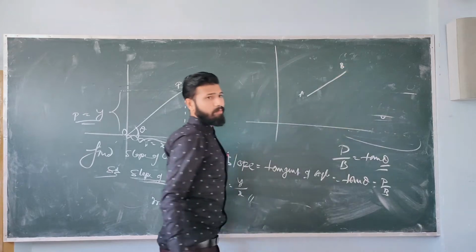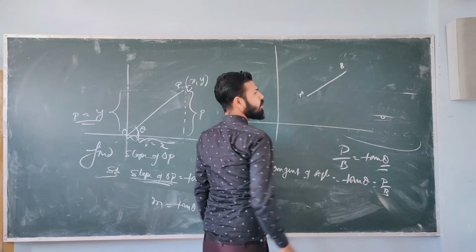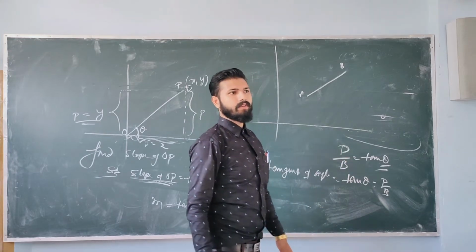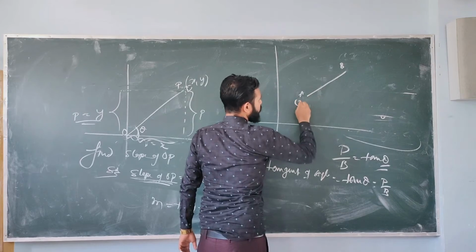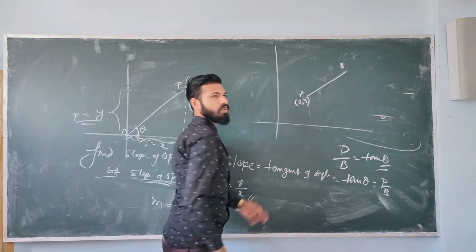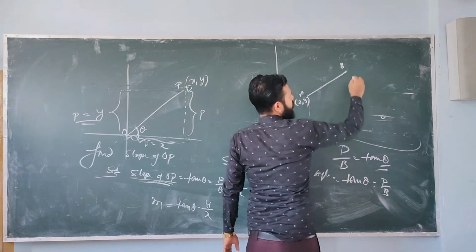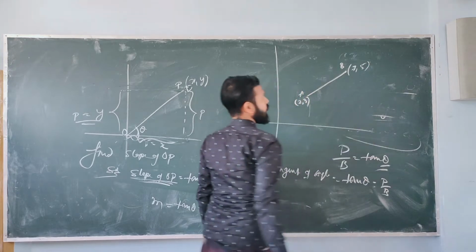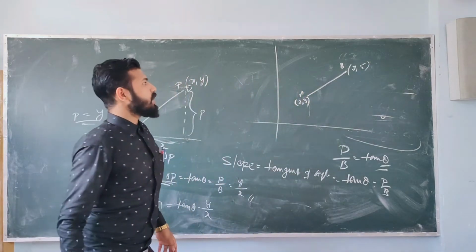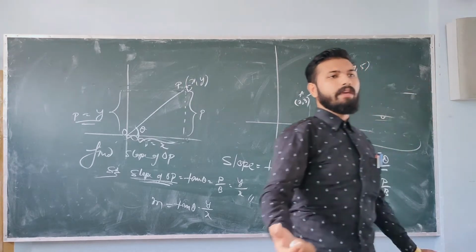Understand this, it is very interesting. Let me take x1, y1, but I will need to take numbers. Okay, so let the coordinates be 2, 3. The location of A is 2, 3 and the location of B is, let's say, 5, 7. Any problem? No. You are asked to find the slope of AB.